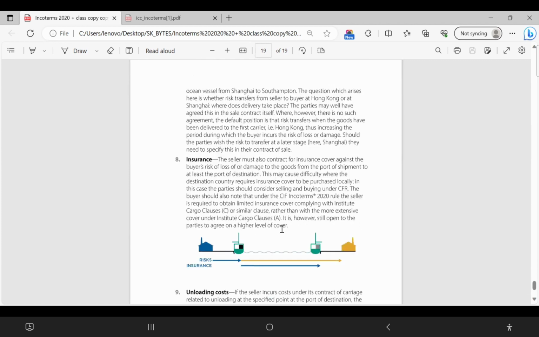Now we're talking about insurance. The seller must also contract, because it is CIF, right? The seller must also contract for insurance cover against the buyer's risk of loss or damage to the goods from the port of shipment to at least the port of destination. This may cause difficulty when the destination country requires insurance cover to be purchased locally. In this case, parties should consider selling and buying under CFR.